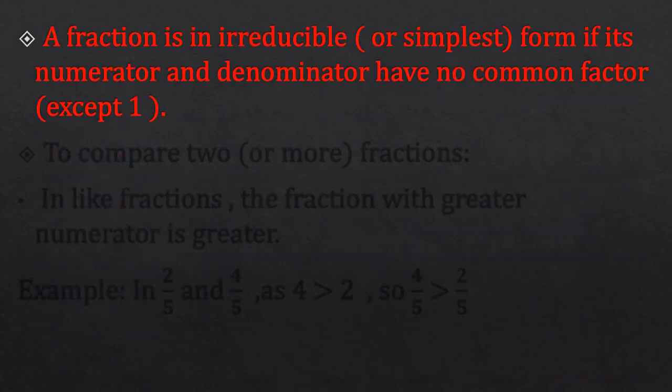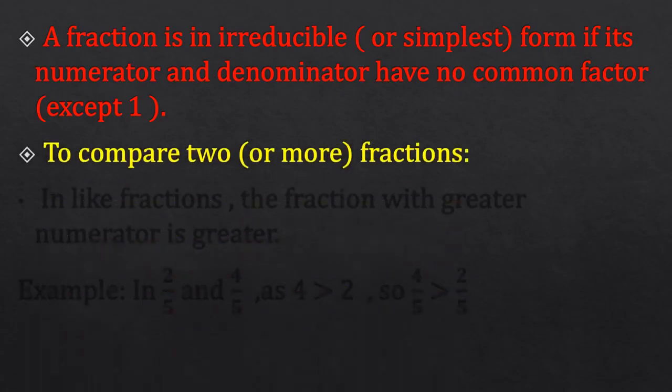Next point is, a fraction is in irreducible or simplest form if its numerator and denominator have no common factor except one. If the numerator and denominator have no common factor, then they are said to be in simplest form. And I have told you earlier what the methods are to convert a fraction into simplest form. There are two methods. One is the SCF method and the other is the factorization method. And normally we follow the factorization method.